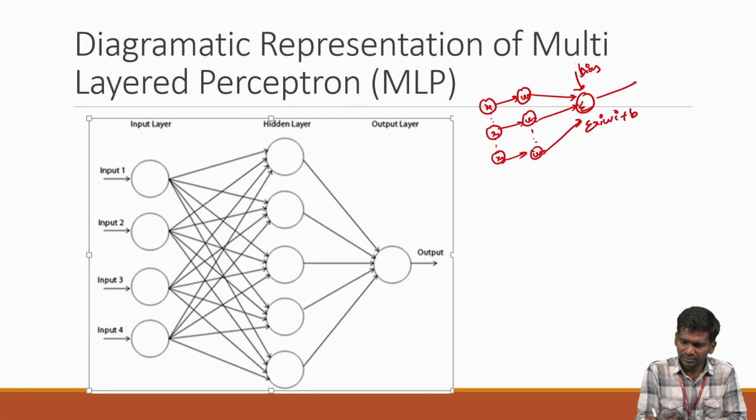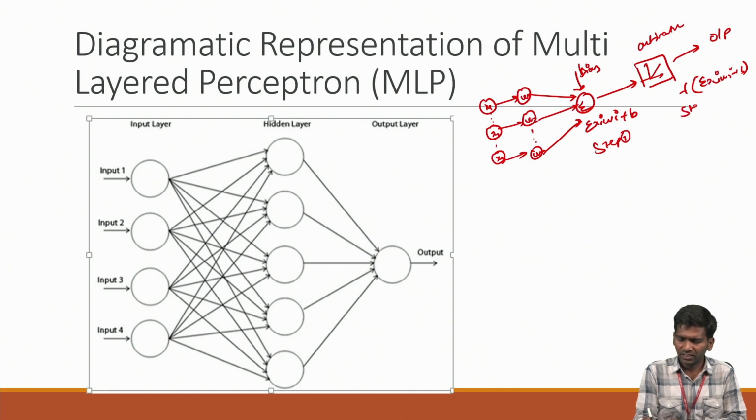In the next step we give an activation function. That activation function can be anything, like ReLU, any activation function, and then we generate an output. Overall the output will be the activation of sigma xi wi plus b. This is the two-step process that we generally draw to indicate an SLP.